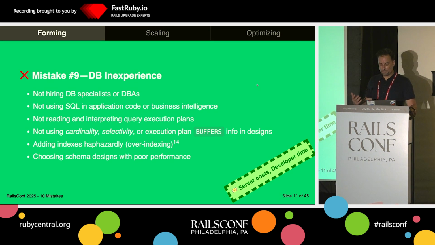So often teams might get stuck where they're not hiring database specialists or DBAs on their team. They're not using SQL in application code or BI types of code. They're not reading and using query execution plans as part of their designs, or using terms like cardinality, selectivity, and buffers from Postgres execution plans, for example. They might be adding indexes haphazardly, or choosing schema designs that have poor performance. And this again can increase your server costs and increase your developer time.